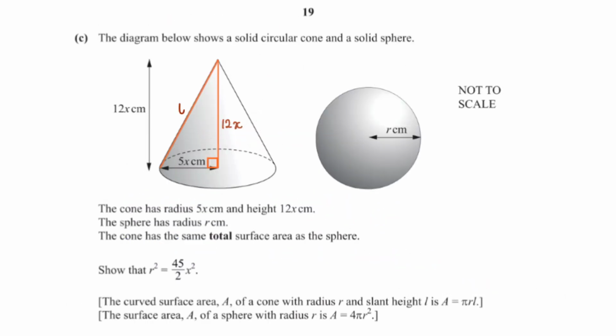The diagram below shows a solid circular cone and a solid sphere. The cone has radius 5x centimeters and height 12x centimeters. The sphere has radius r centimeters. The cone has the same total surface area as the sphere. Show that r squared equals 45/2 x squared. We've been given the formula for the curved surface area of the cone as pi r l, and we've also been given the formula for the surface area of a sphere, which is 4 pi r squared.